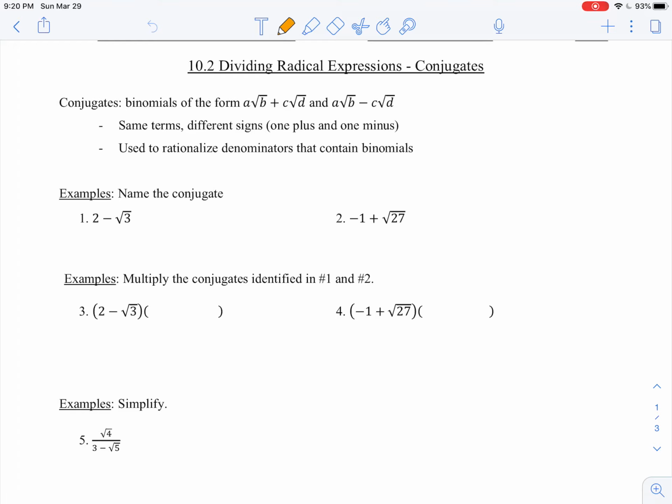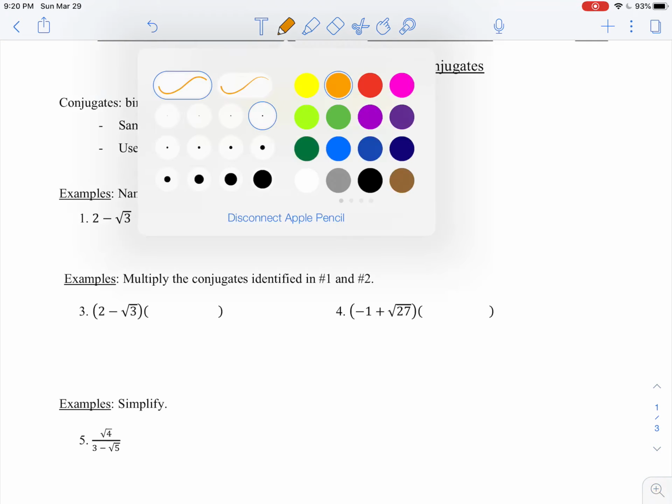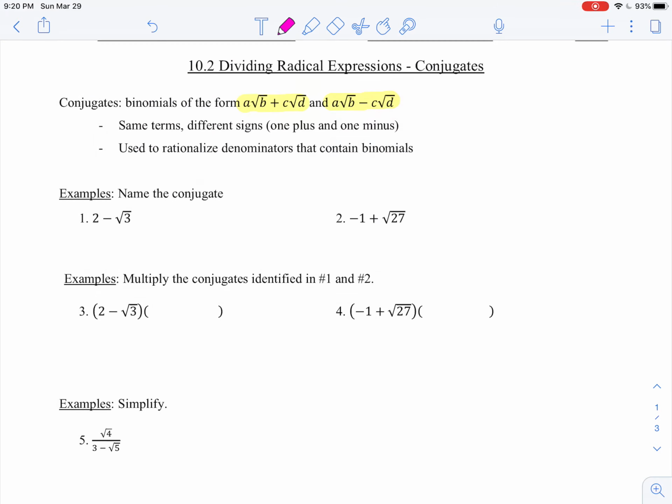Hello, today we're going to look at the second half of section 10.9 about dividing radical expressions that use something called conjugates. Conjugates are two binomials that have the exact same terms but different signs. One has a plus sign and one has a minus sign. Conjugates look like this, so we're still working with radicals, but we have a binomial, two terms, and conjugates are the pair of those two items together with the exact same terms, but one plus and one minus sign.